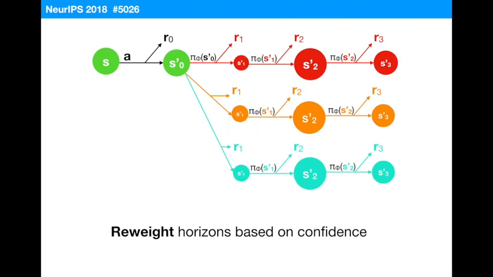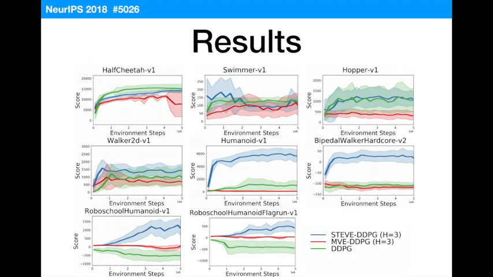We compute our target as a weighted average of the targets at different rollout horizons, assigning high weight to horizons with high confidence. We evaluated our approach on a variety of continuous control tasks. Code for all evaluations is available online.